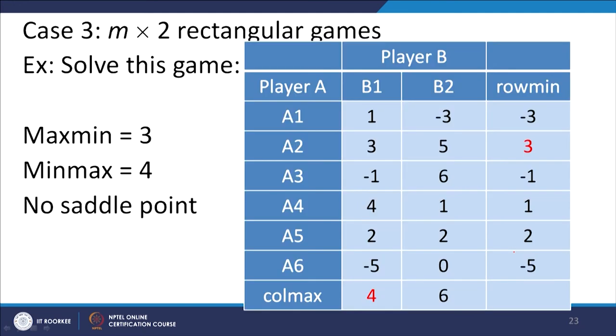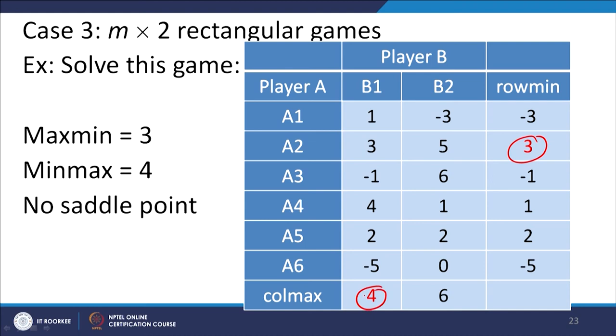Now, let us look at the third case, that is the case where m by 2 rectangular games are given. So, here we have two players A and B, and the strategies of the player A are A1, A2 up to A6, and the strategies of the player B are B1, B2, and we have to solve this. Very easily you can see that the max min and the min max are shown here, and the max min is 3 and the min max is 4, and they are both different.